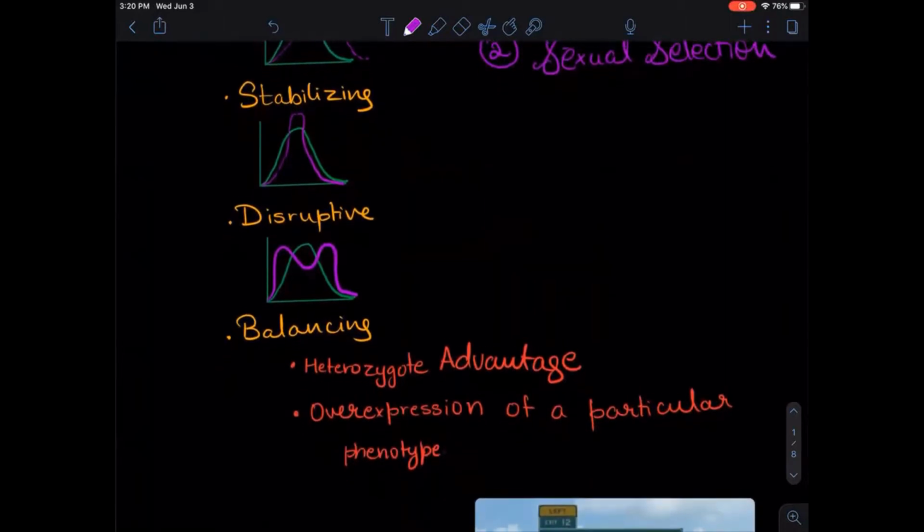And finally, the last is balancing selection. This can be caused due to two factors: heterozygote advantage. Heterozygous, as you know, is one dominant allele and one recessive allele. An example of this is malaria and its relation with sickle cell anemia.